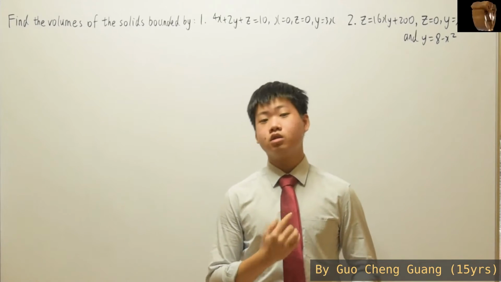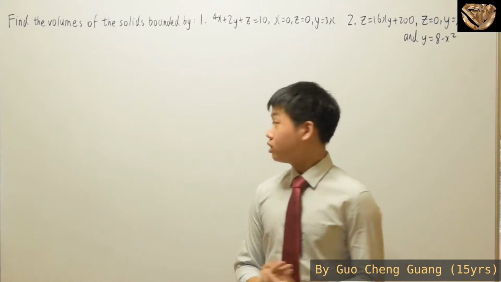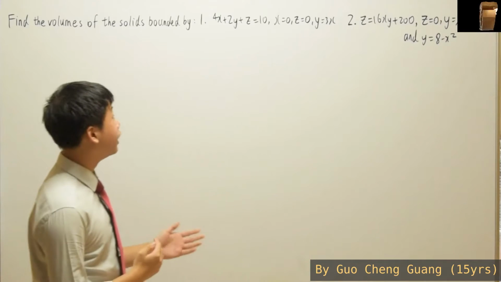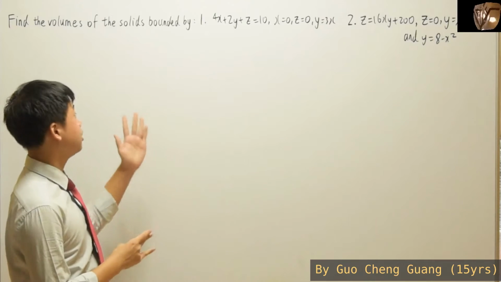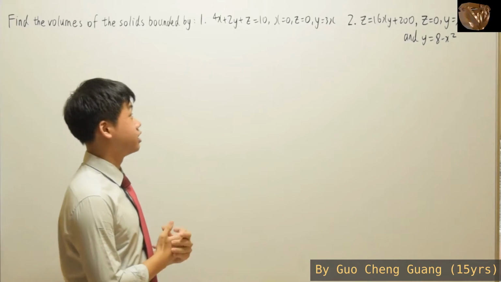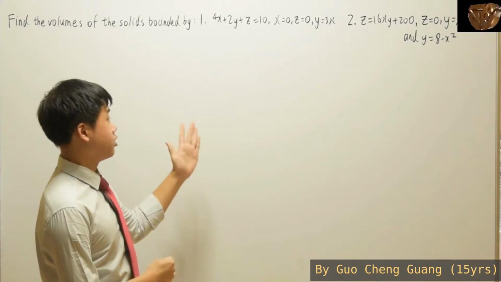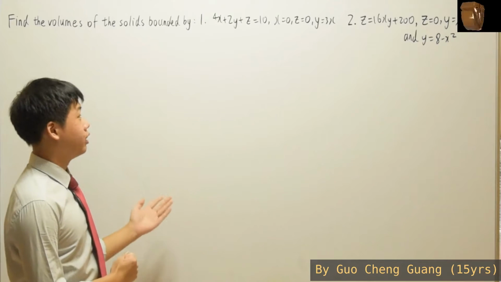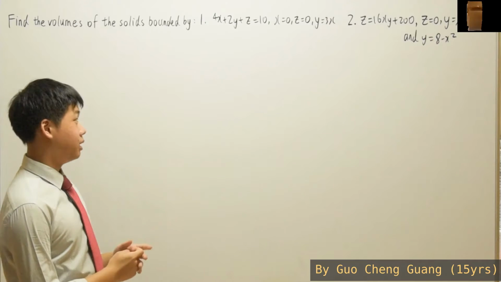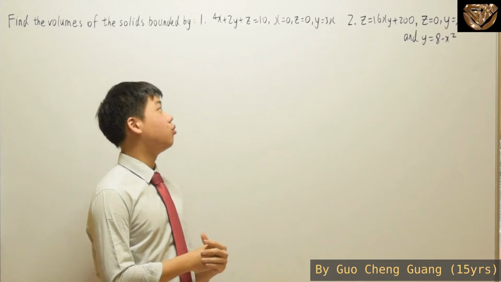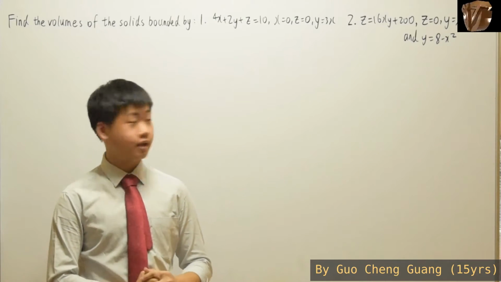Now, what is so special about this solid? We take a look at what kind of surfaces it is bounded by. Firstly, you see 4x plus 2y plus z is equal to 10, and then x is equal to 0, the y-z plane, and z is equal to 0, the x-y plane. And then of course the surface y is equal to 3x.